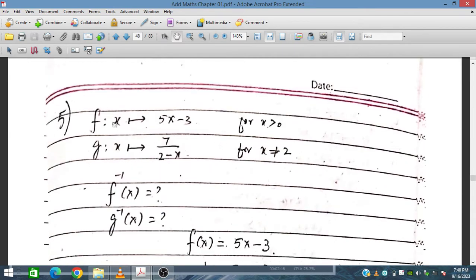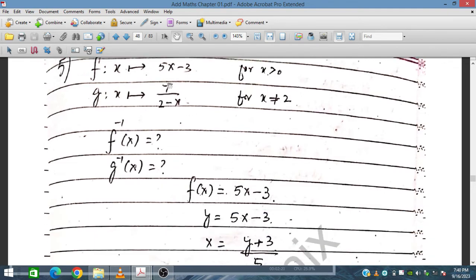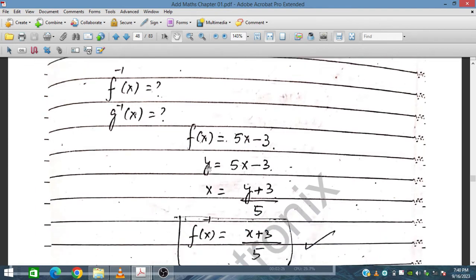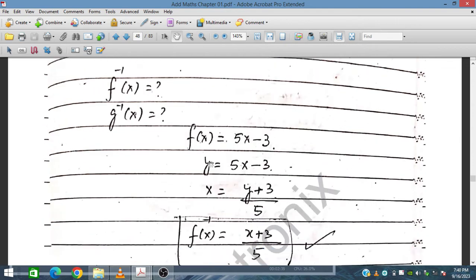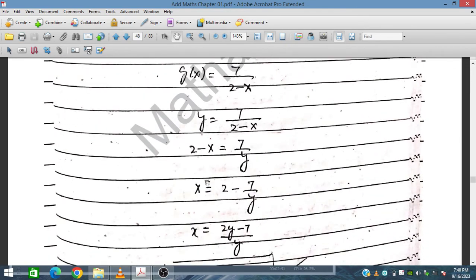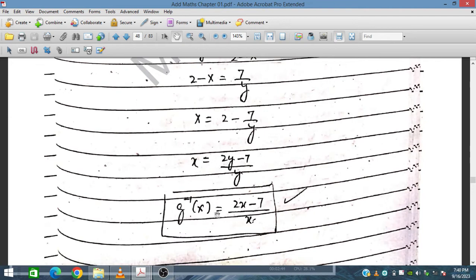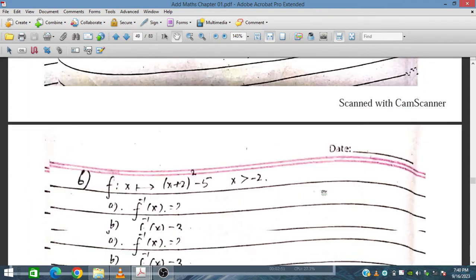So f(x) is equal to 5x minus 3. Let y equal 5x minus 3, then x is equal to (y plus 3) upon 5. F inverse is replaced with this, replacing y with x, so this is f inverse. Similarly, for g inverse, let y equal this, and we take y to the other side, and from this x we write g inverse x, and this is 2 minus 7 over x. So this is a very simple one.